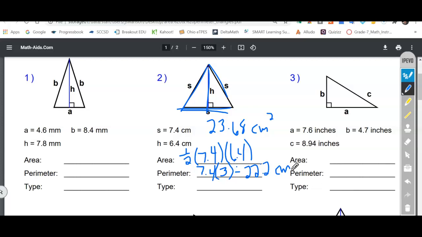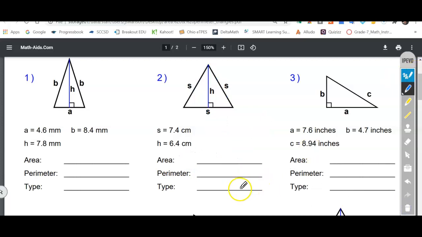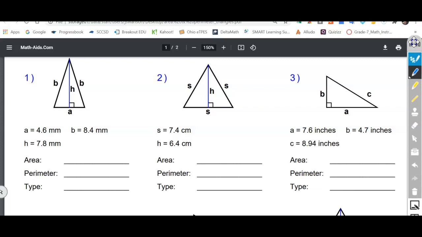Yes? It is an equilateral or an acute equilateral triangle. Very good. Okay, now if we move on to number 3, notice it's a little different, isn't it? What's the base and the height on number 3? I don't know. B and A, right? Because those two form that right angle right there. Excellent.